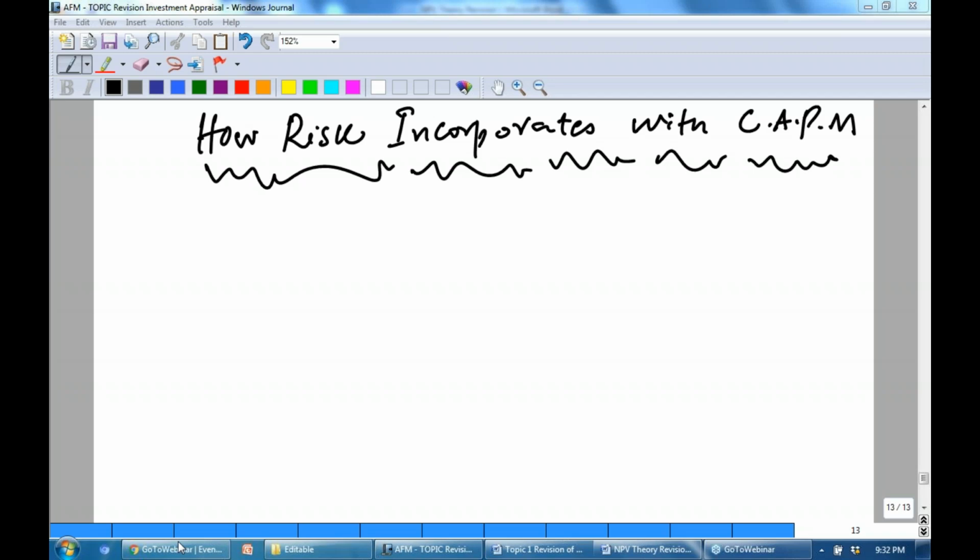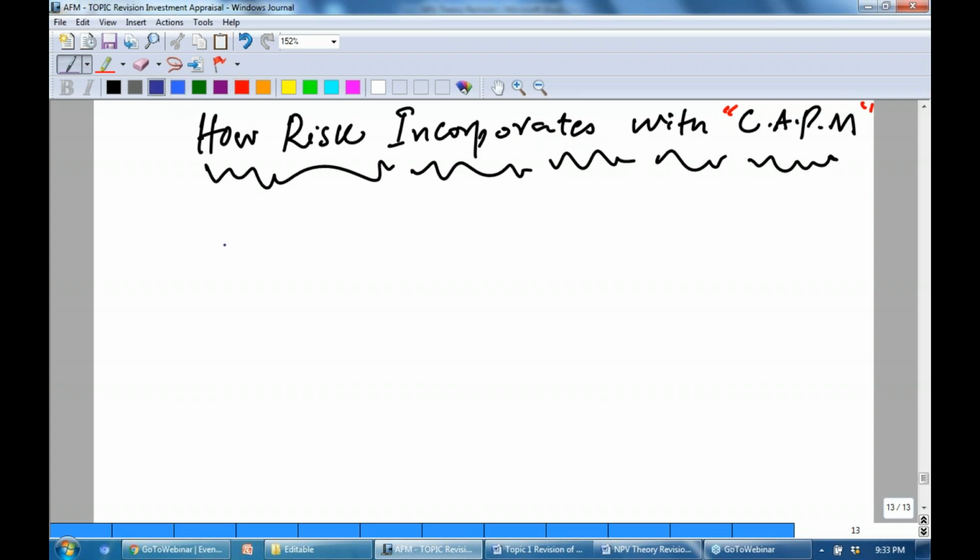Candidates, this is a very critical discussion. Now we are going to discuss it. Let's suppose what CAPM says: how risk is incorporated with respect to the investor's required return. Basically, how risk is incorporated with the WACC or the required return.